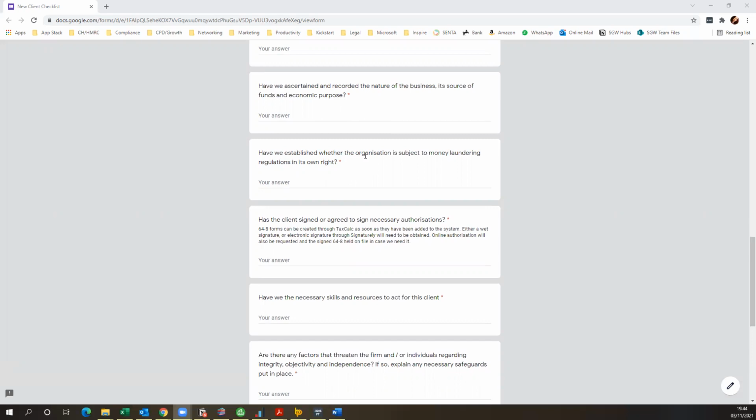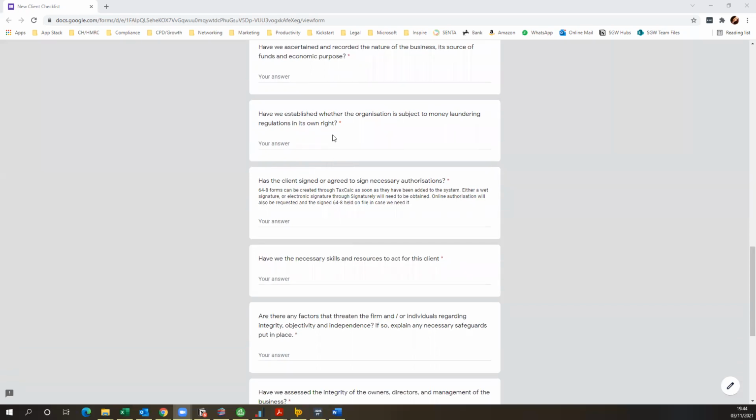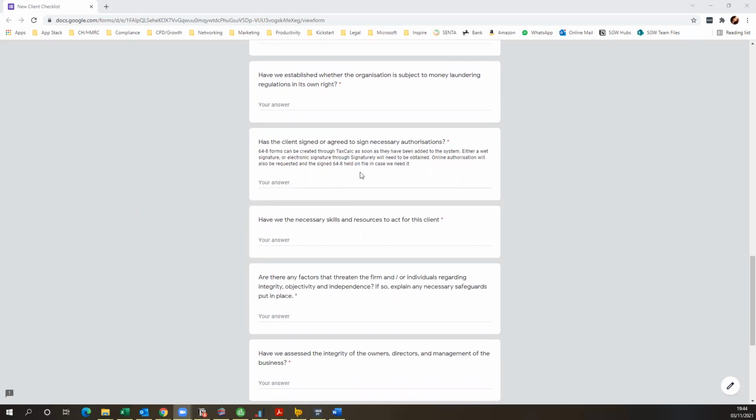Have we established whether the organisation is subject to money laundering regulations in its own right? So again, an accountancy firm would be subject to money laundering, same as solicitors, most likely. I can't think of anything else right now, but we'll probably know. If it seems like it might, then just do a quick Google and find out whether it is, and ask the client as well. There's no problem with asking the client there.